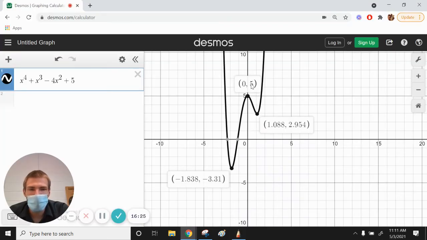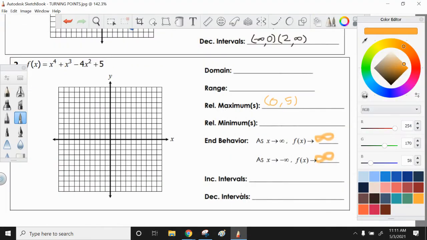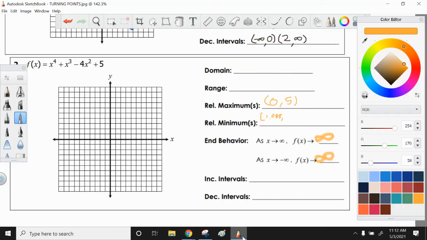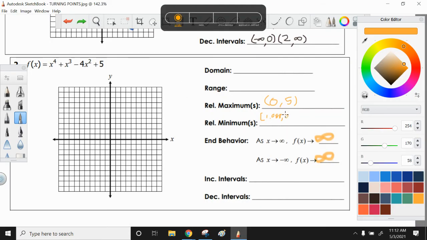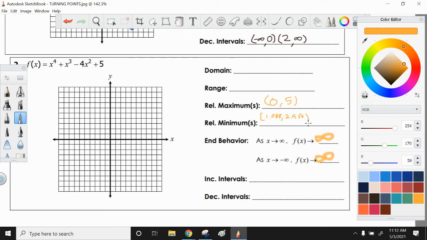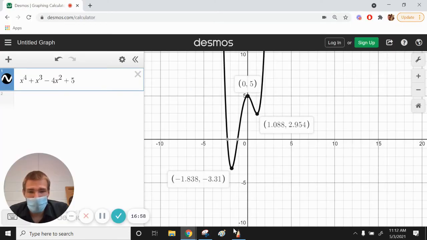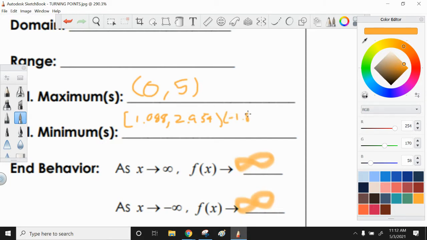Because again, 0.5 is the maximum, but our minimum is going to need to be these long decimals. 1.088, comma, and 2.954, and we need another point, this one down here, negative 1.838, comma, and then negative 3.31. Make sure this is a parentheses, not a bracket.